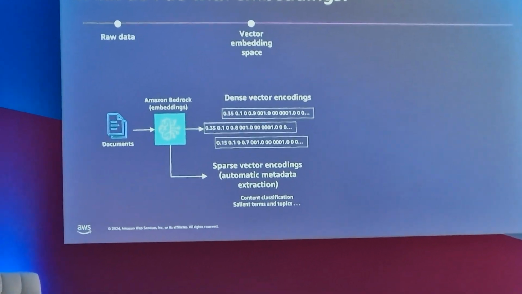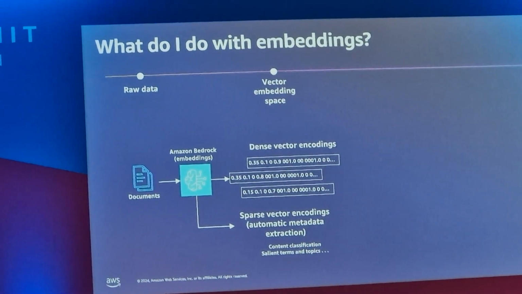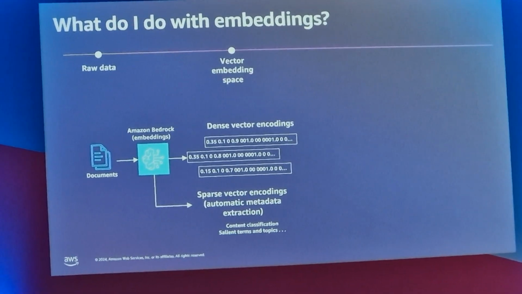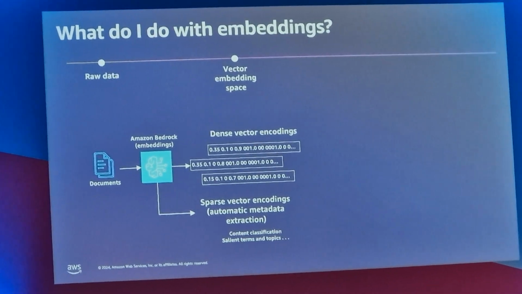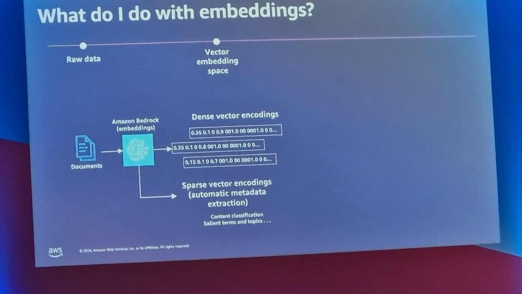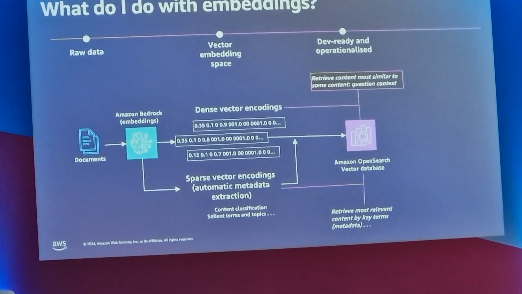What do we need to store these embeddings? Because when we store our normal data, we store it in databases, right? Simple databases, either SQL or NoSQL. So for embeddings, because they are vectors, we need vector databases. One such vector database on Amazon is Amazon OpenSearch. So I've just used that as a reference here.